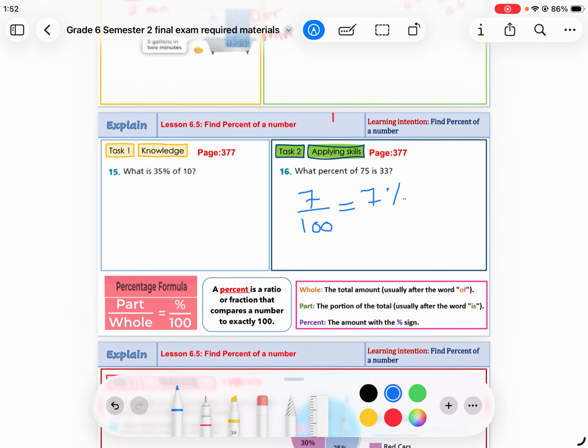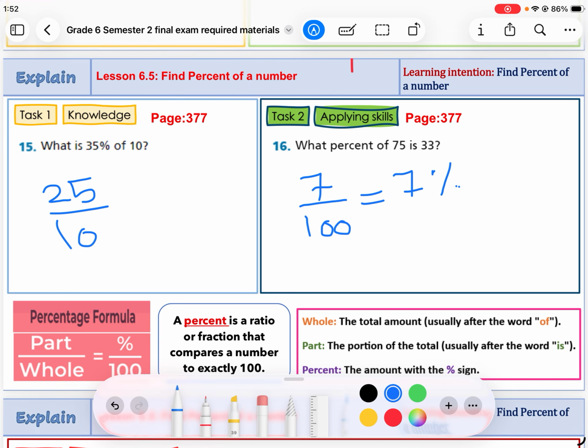If I tell you 25 over 100, how will you write it as a percent? We say 25%. So all you have to do is check the denominator, whether it is 100 or not. If it's 100, you can just simply take the numerator and put the percent symbol next to it.